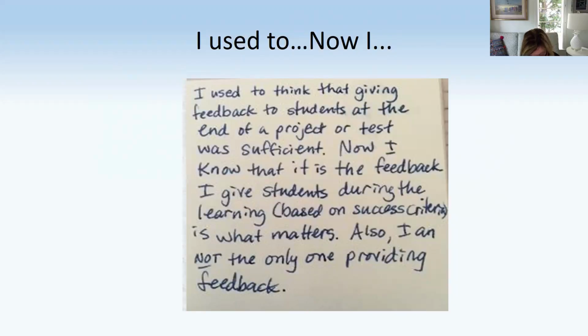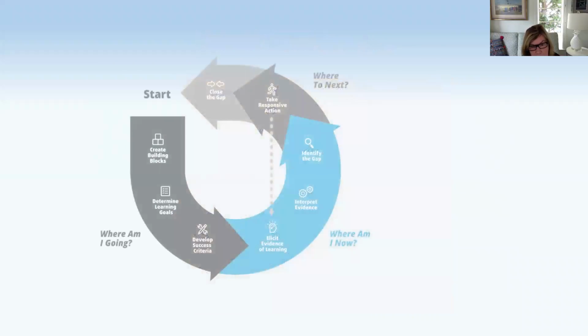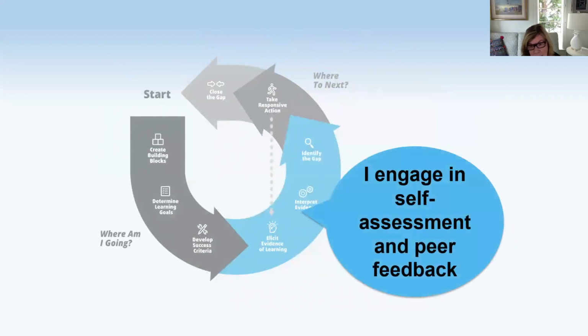So for students then, the blue zone of the feedback loop, this is where they're involved in the process. First of all, they understand what meeting the goal entails, they understand the success criteria and what they have to do to meet the goal, what performances they have to show. And so as a result, they're able to engage in self-assessment and they can provide peer feedback.